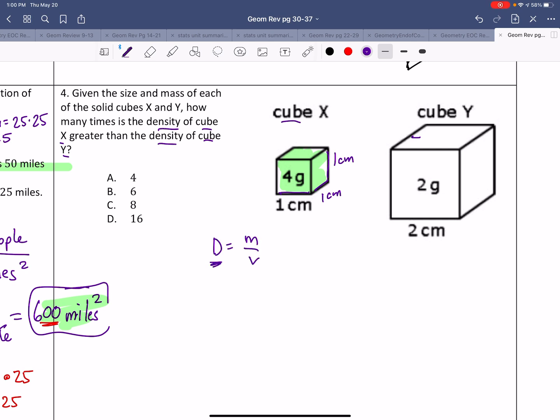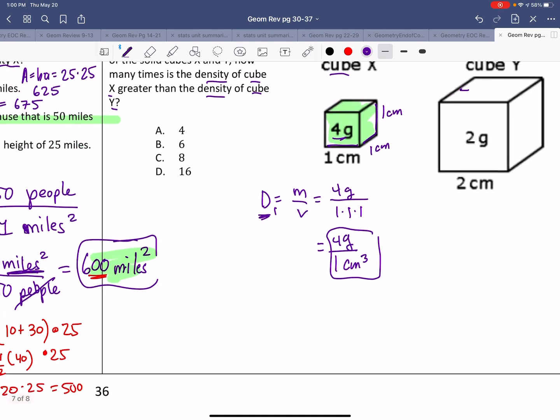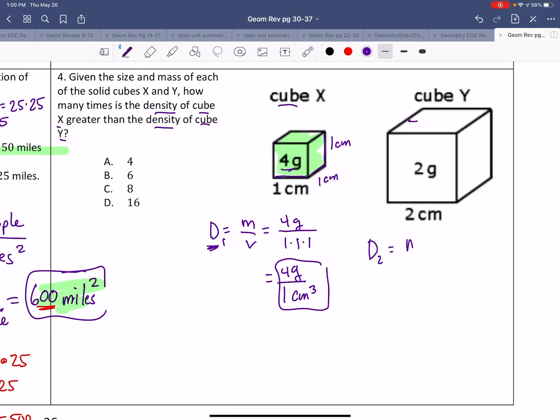The density would be this mass, 4 grams, over the volume. And the volume is 1 times 1 times 1, or 1 centimeter cubed. So that's our density for our first one. What's the density of our second one? Same formula, right? But now our mass is only 2 grams. And our volume would be 2 times 2 times 2 centimeters cubed. So this will cancel, and we get 2 divided by 8 is 1/4 grams per centimeter cubed. So this would be 0.25.